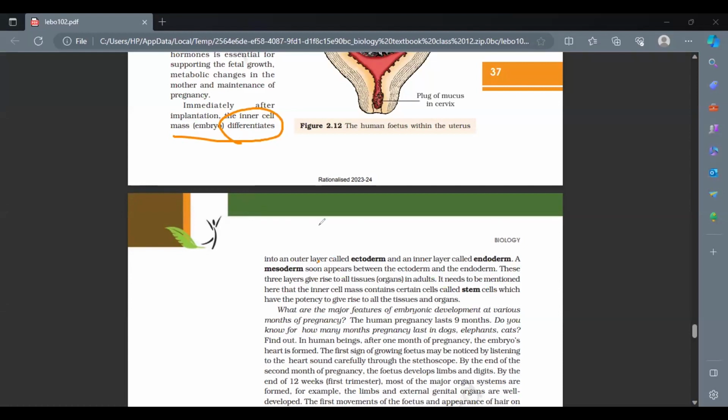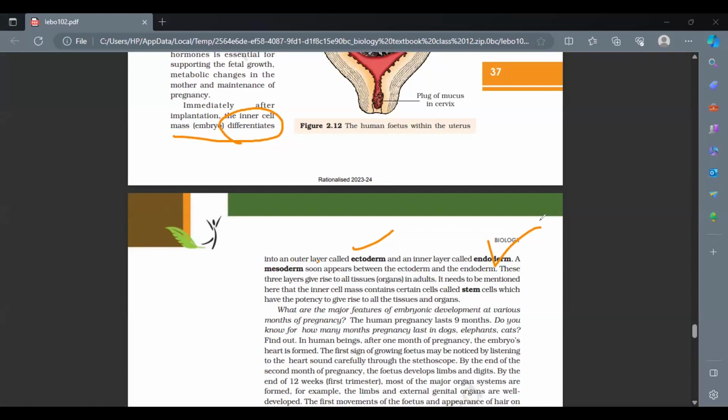The cells which are towards the outer layer, we start calling the ectodermal layer. The cells which are towards the inner side, we start calling the endodermal layer. And there are certain cells towards the inner side also, and these inner cells later on form the mesoderm part. So you have ectoderm on the outer side, endoderm on the inside, and the mesoderm. Out of these 3 layers, some cells in the inner cell mass don't participate exactly in the formation of the tissues, and they are known as the stem cells.